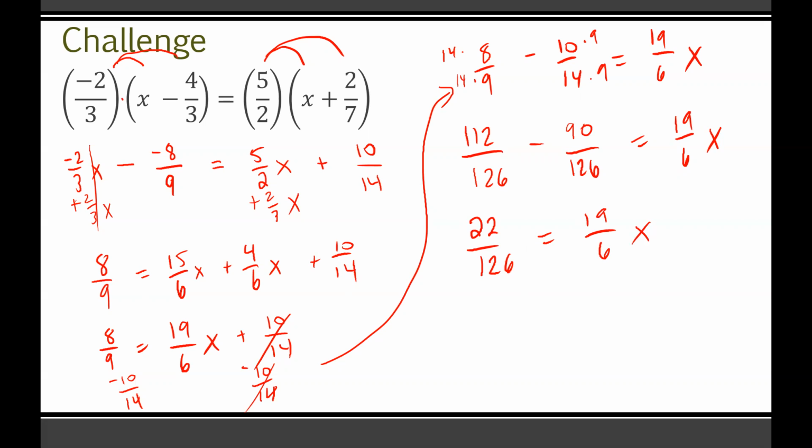Okay, so last but not least here, we need to divide this 19 over 6 away. The more I look at this question, the more I'm thinking, why on earth did I put this in here? You guys are just going to have nightmares about this. 22 over 126 divided by 19 over 6, that's a keep change flip. So keep 22 over 126, change to a times, flip to 6 over 19 equals x. 22 times 6 is 132 over 126 times 19.